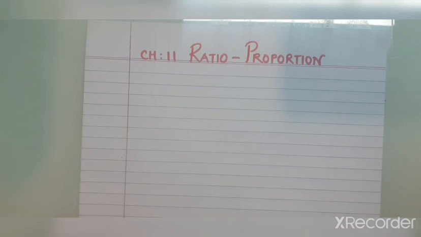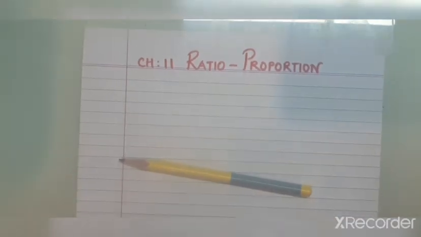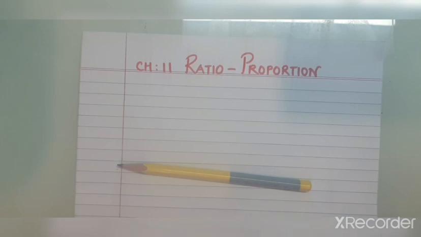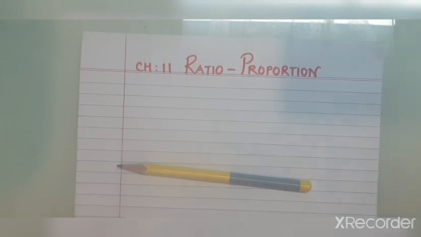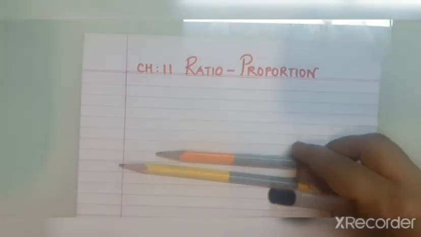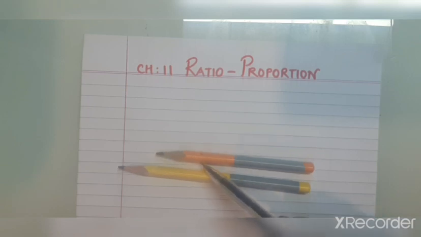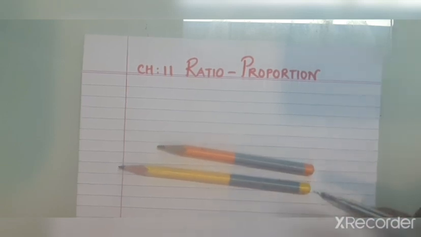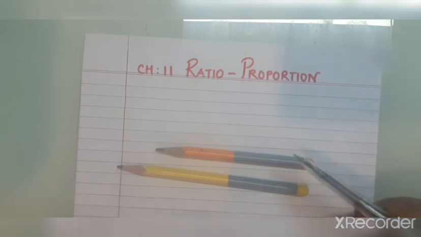Now before we begin with the practice set of this lesson, we need to know what is ratio proportion. For example, if I just show you this pencil and ask you to compare it, is it possible to compare this single pencil? No, you can't, because comparison is always done between two things or more than two things. Now if I give you another pencil and ask you to compare these two pencils, yes, it is possible, because we can compare two things or more than two things.